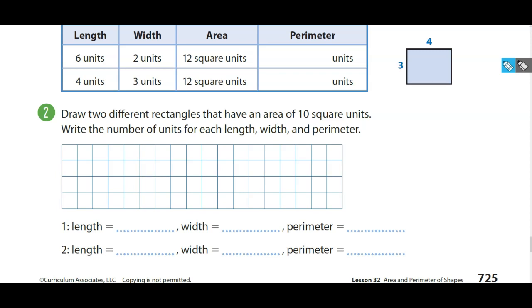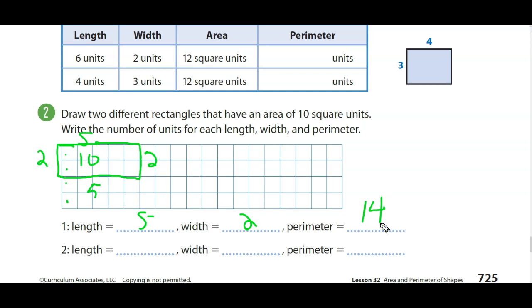Area of 10 would be 1, 2, 3, 4. So 2, 3, 4, 5. That would be an area of 10. Okay, because 2 times 5 is 10. So my length is 5. My width is 2. My perimeter would be 14. 5 plus 5 is 10. 2 plus 2 is 4. 4 plus 10 is 14. Okay. 2 different rectangles with the area of 10.